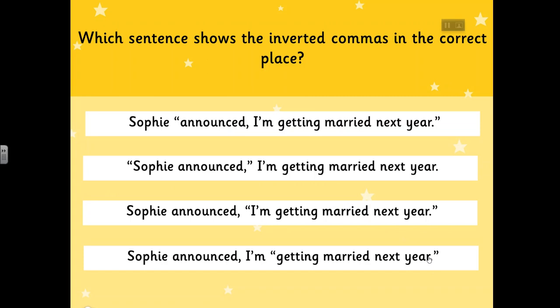Sophie announced, "I'm getting married next year." Announced is the synonym for said. Sophie's words were, "I'm getting married next year." Pause the video and see if you can work out the correct answer.